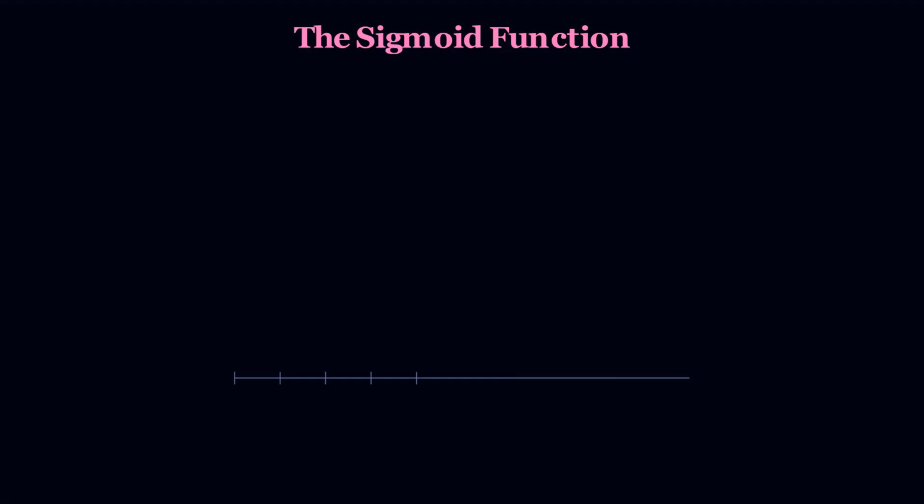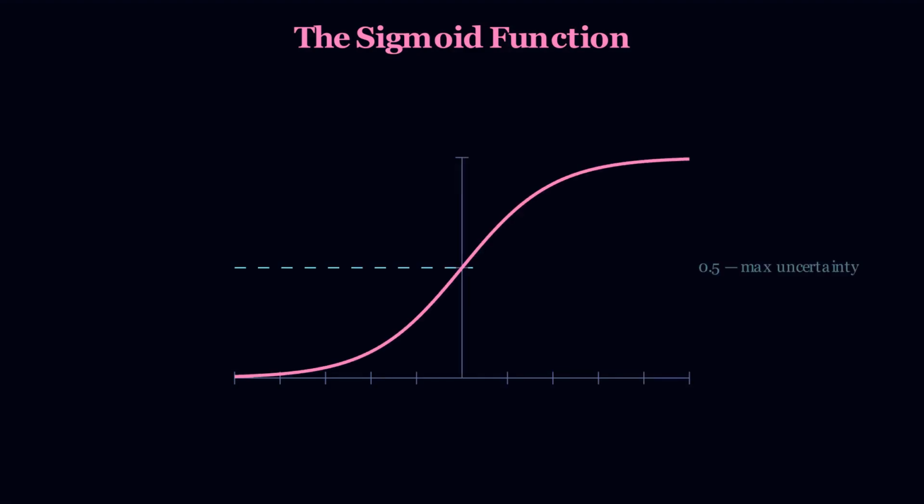The fix is one function, the sigmoid. Feed it any number, any raw score from the model, and it outputs a number between 0 and 1. Very negative input gives you nearly 0. Very positive gives you nearly 1. Right at 0, it outputs exactly 0.5, maximum uncertainty. That output is your probability. Is this email spam? The model says 63%. One S-shaped curve. That's the entire innovation.